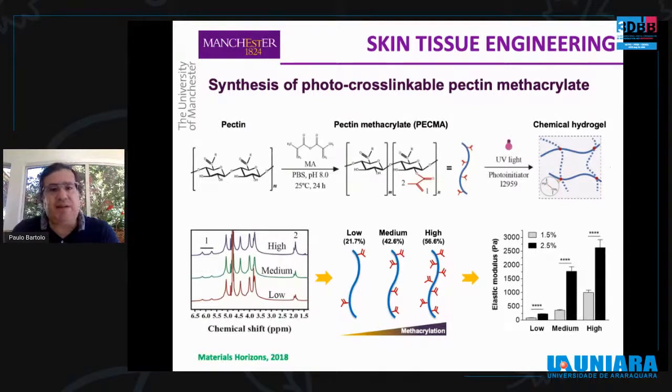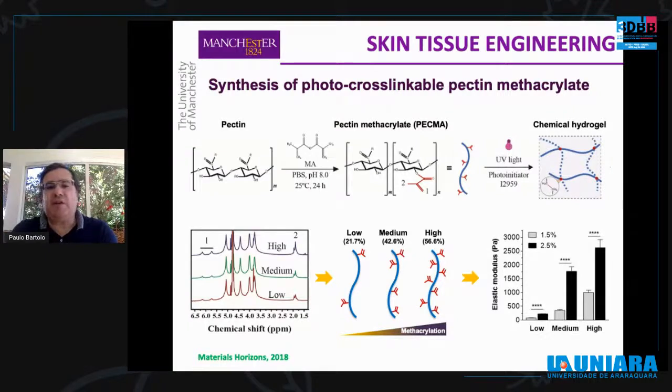with gelling capabilities, exudate absorption properties, but presenting a lack of biochemical cues, which for us is an advantage because it means that we can tailor, we can decorate pectin according to our needs. We focus also on a photocurable additive manufacturing approach. So, first of all, it was necessary to functionalize pectin.